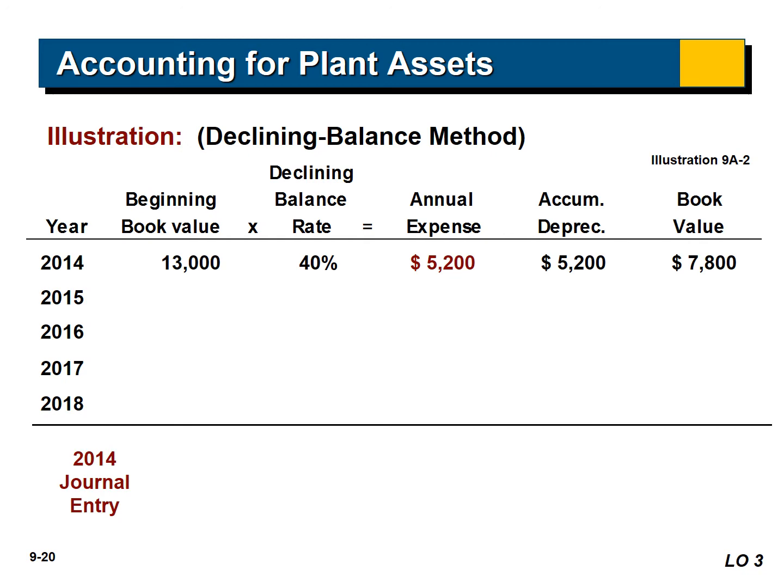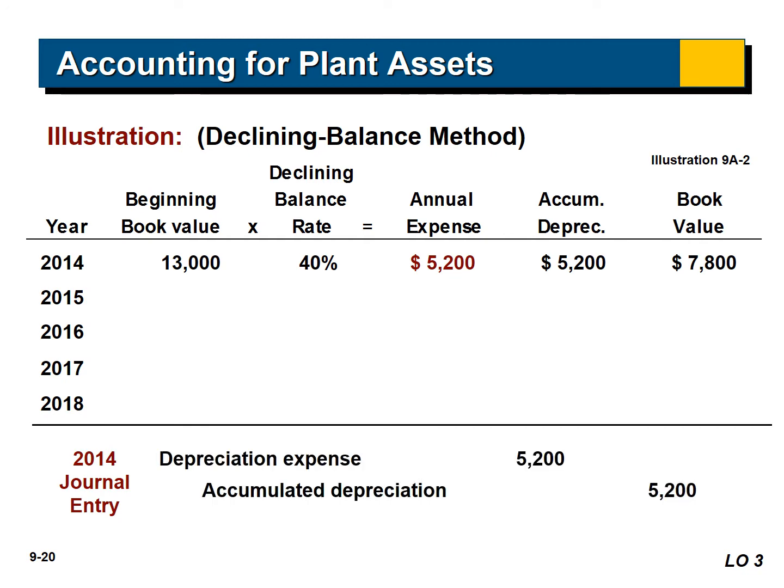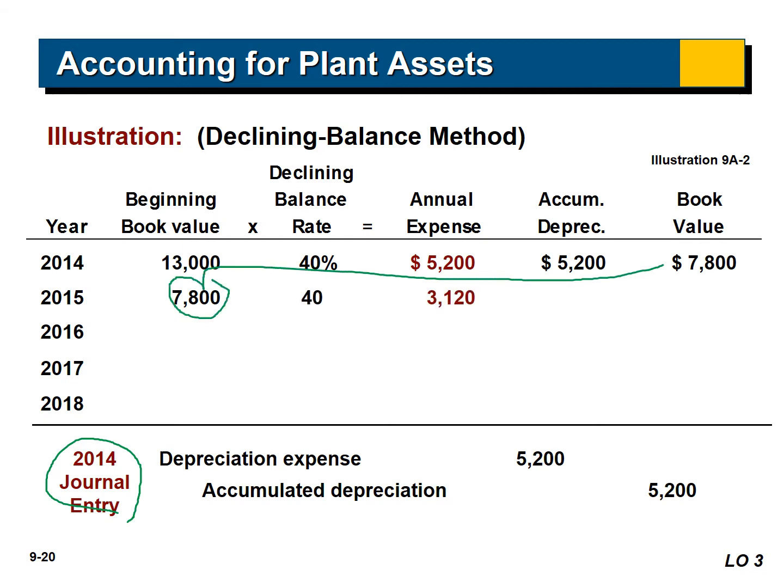Now, first of all, my journal entry. It's the same journal entry, just different numbers. Now my beginning book value is what? It's going to be the cost of 13,000 minus the 5,200 accumulated depreciation. So my beginning book value comes over here, and then multiply that by 40% is 3,120. And my accumulated depreciation, remember, is just the cumulative from year to year. So 5,200 plus 3,120, and then 13,000 minus accumulated depreciation is 4,680. That becomes my beginning book value, and we keep going from there.